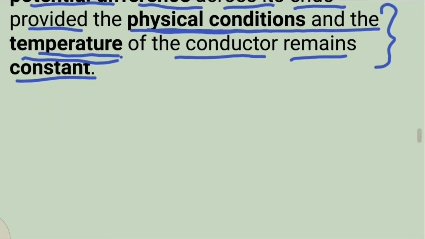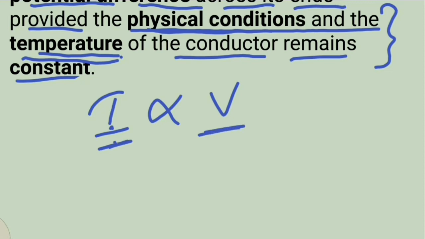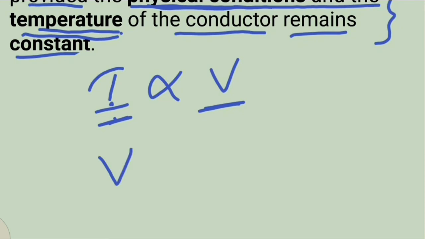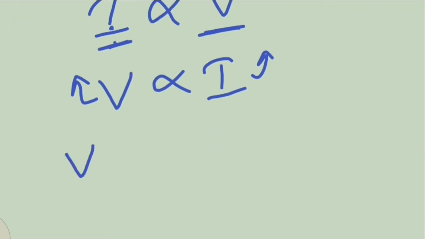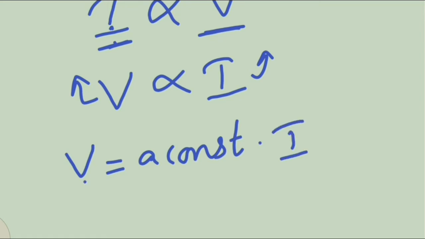So we have found the relationship between voltage and current. I'll write it as current is proportional to voltage, because according to the law current is directly proportional to the potential difference. Now if current is directly proportional to voltage, we can write voltage is also directly proportional to current. That is, when we increase voltage, current will also increase. Now in order to remove the proportionality sign, as you know, you must multiply with a constant. Potential difference, or voltage, is equal to a constant multiplied with current.